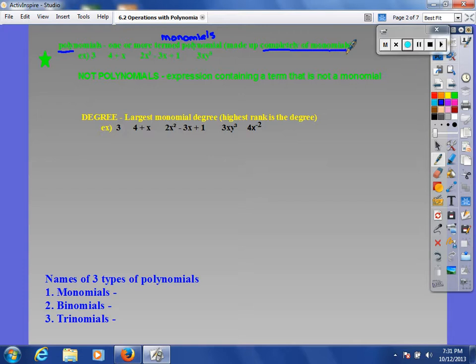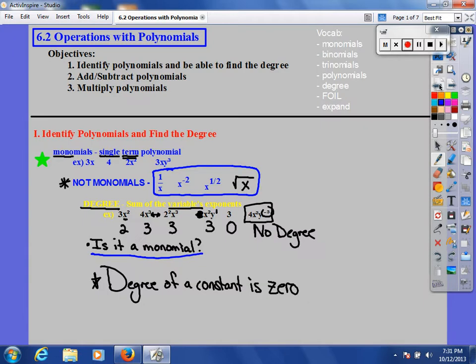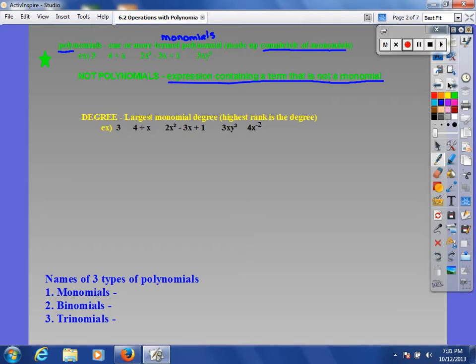So what are things that are not polynomials? Anything that contains something that's not a monomial. Now, how do I know if it's not a monomial? We go back to this. So any polynomial that has one of those things in there is not considered a polynomial. If we want to find the degree of a polynomial, what we typically do is get it mixed up with the degree of a monomial. Remember, the degree of a monomial is the sum of the variables' exponents. For a single term, add up the exponents of the variables, boom, there's your degree.